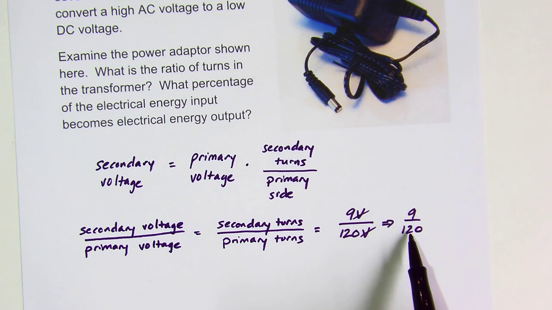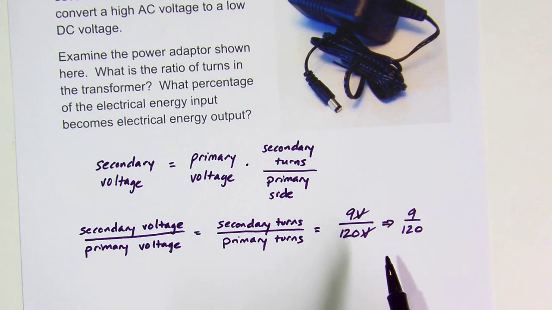So you could do different amounts here. You could do 40 turns on the primary side, 3 turns on the secondary side, 80 and 6, or any multiple as long as you keep that ratio.